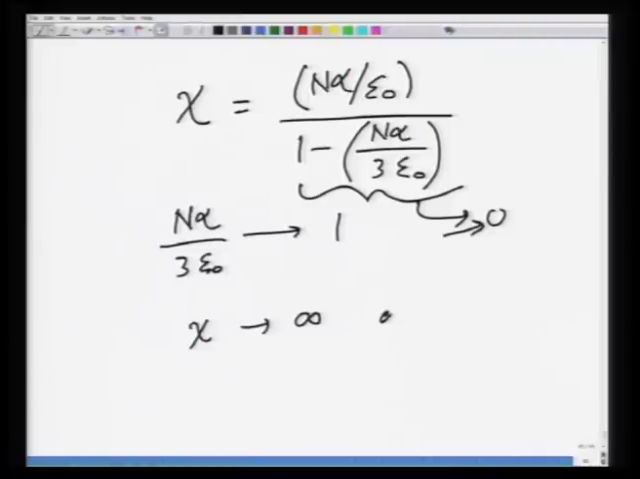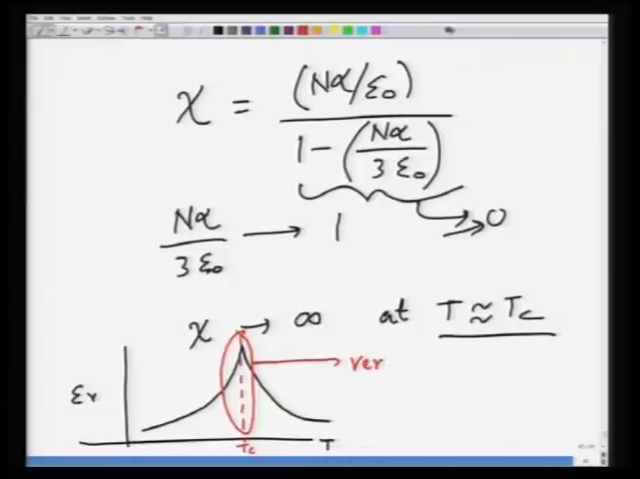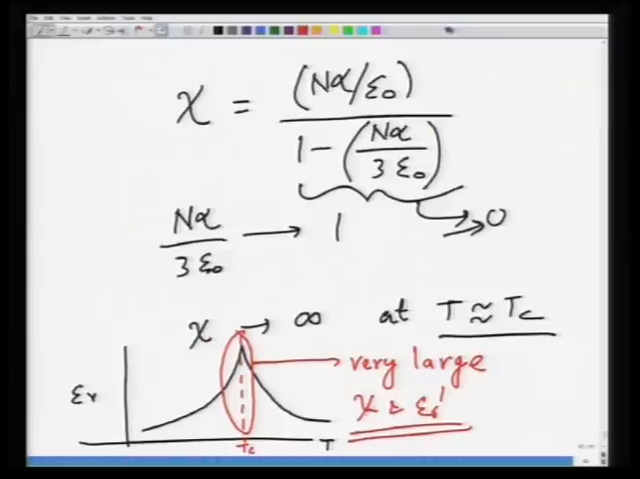Near Tc, this is true, because when you plot the dielectric constant versus temperature for a ferroelectric material, it shows this kind of behavior, with extremely large susceptibilities. So, this plot suggests that at temperatures near Tc, and Tc is somewhere here, so this is Tc, in this region near Tc the material shows very large susceptibility as well as dielectric constant, because epsilon r prime is related to chi plus 1.